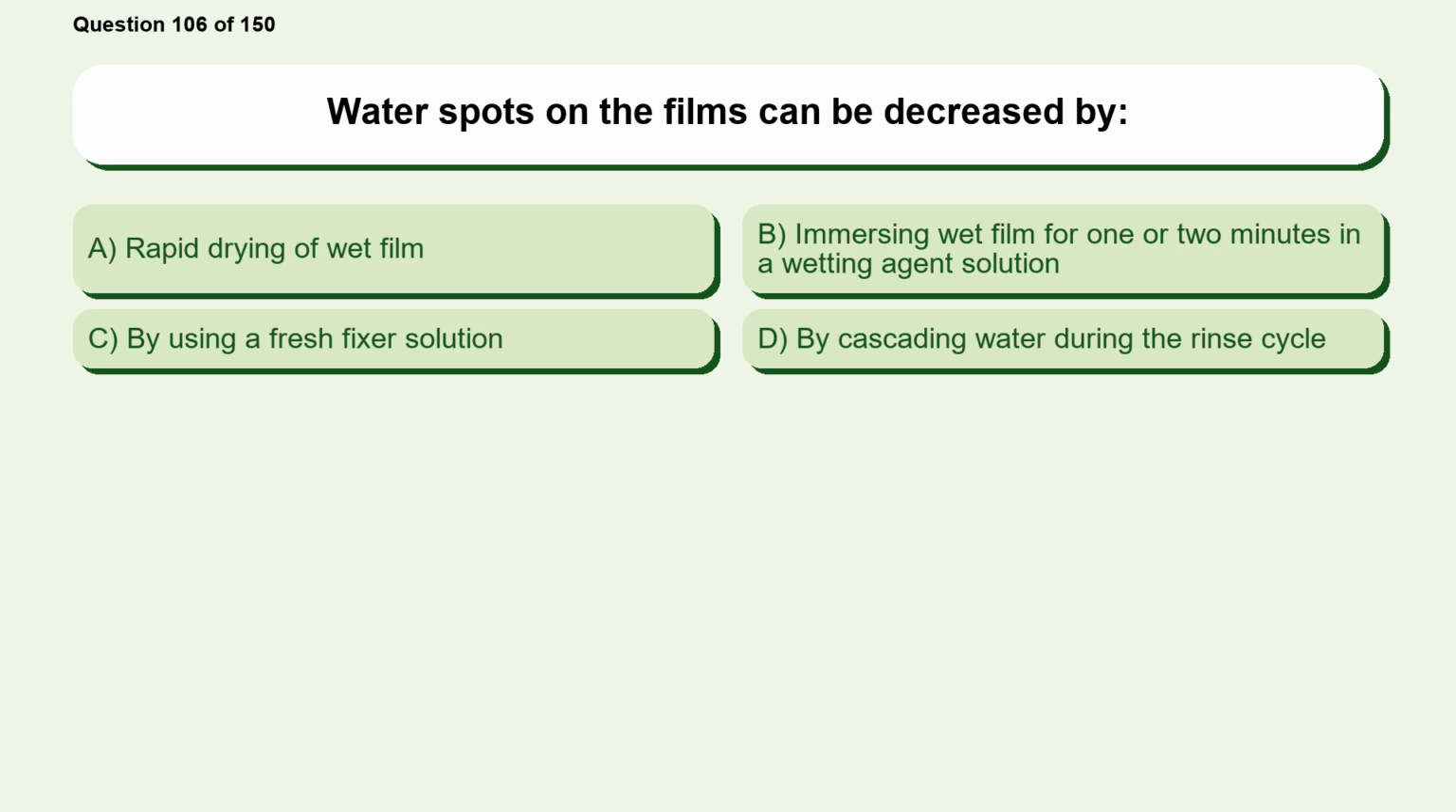Question 106. Water spots on the films can be decreased by Option A. Rapid drying of wet film. Option B. Immersing wet film for 1 or 2 minutes in a wetting agent solution.